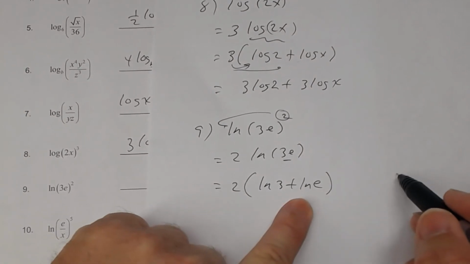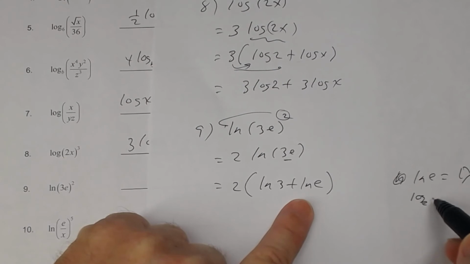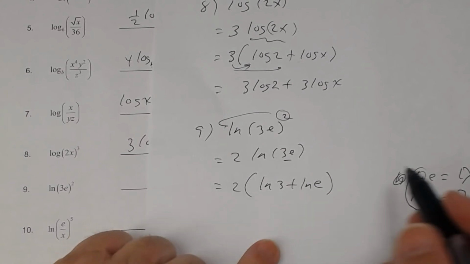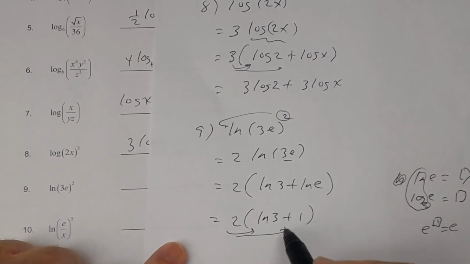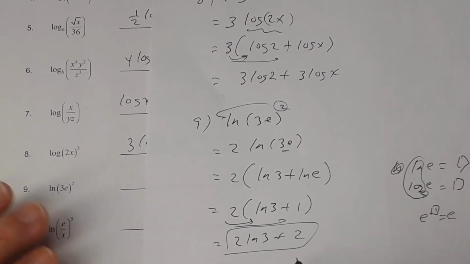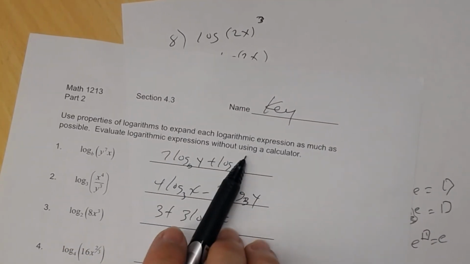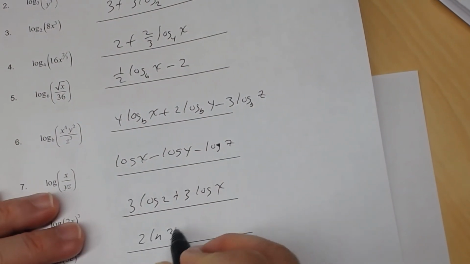Now remember, the natural log of e, I can simplify this. The ln is really log base e. So e to what power is e? e to the first power is e, so that's 1. So I'm going to rewrite this as 2 times the natural log of 3 plus 1. And now distribute, I get 2 natural log of 3 plus 2 times 1 is 2. Okay, that's your answer. You have to make sure you simplify this, because the direction says evaluate without using the calculator. So the answer is 2 natural log of 3 plus 2.